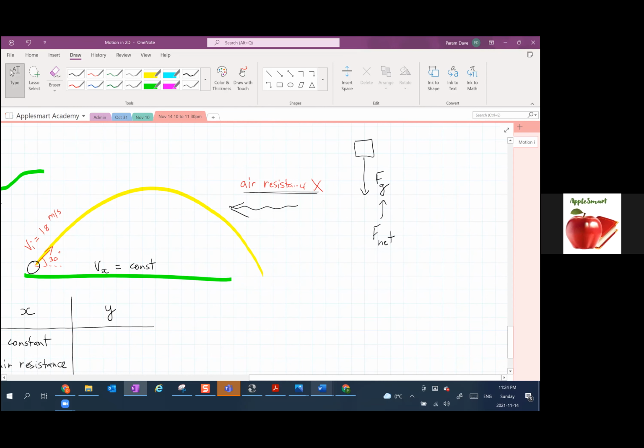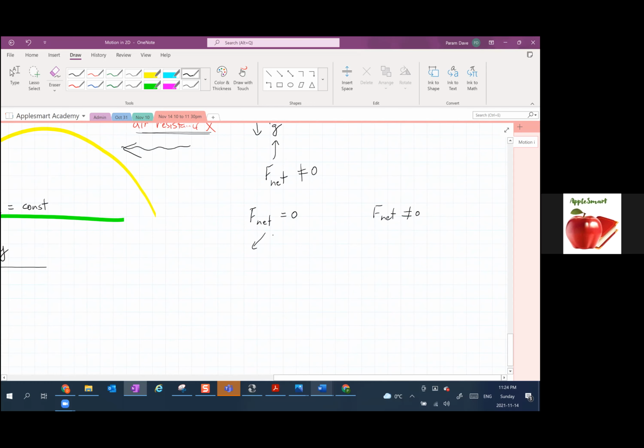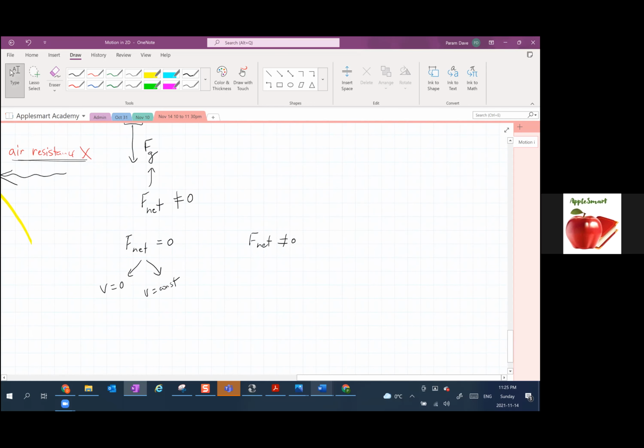And when the net force is not 0, what's the object going to do? Remember last session, there were two options: when the net force is 0 and when the net force is not 0. We said when the net force is 0, the object may be at rest, or at constant speed, kind of like the x part of the motion. But what did we say will happen when F net is not 0? Anybody remember?